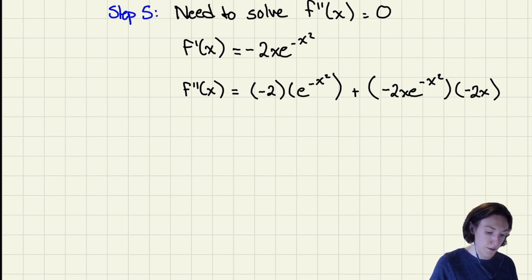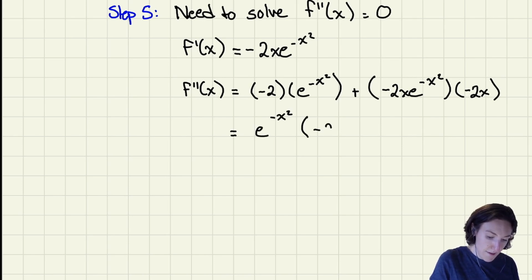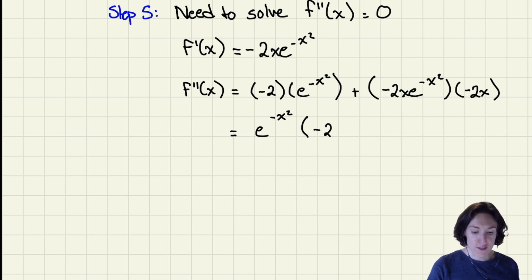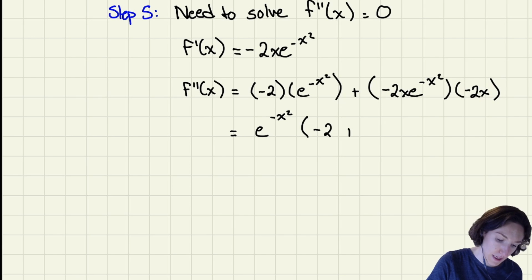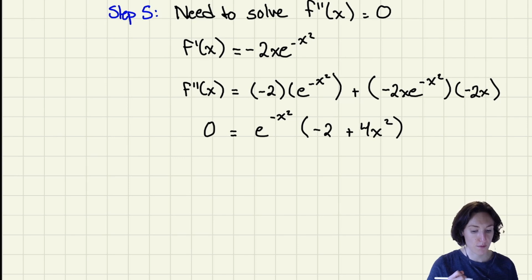So I also have more room to write this stuff down so you can see it more easily. So e to the negative x squared. Now my first term, I have a negative 2 left over. So second term, I have negative 2x times negative 2x. So I'm going to have a plus 4x squared. And I want to solve this when this is equal to 0.